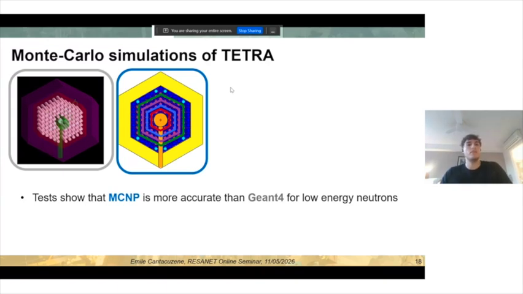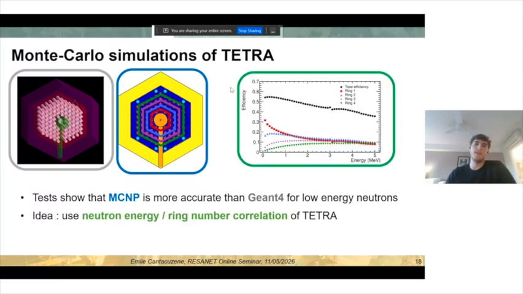And so I started with doing a simulation with Geant4, which is shown on the left. And then I tested another simulation with the software MCNP, which is known to deal with neutrons very well. And in the end, the MCNP simulation was more accurate, so all the analysis was made with MCNP. And the idea came up when we plotted this graph. In black, you can see the total efficiency of TETRA as a function of the neutron energy. You can see that it slowly goes down as you go up in neutron energy.